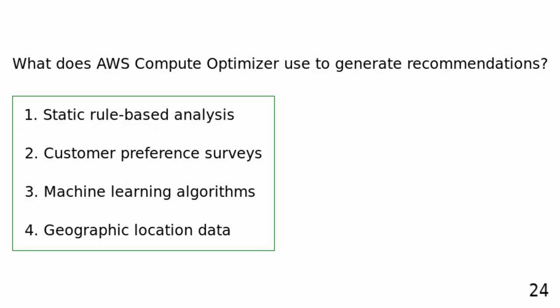What does AWS Compute Optimizer use to generate recommendations? Static rule-based analysis. Customer preference surveys. Machine learning algorithms. Geographic location data.